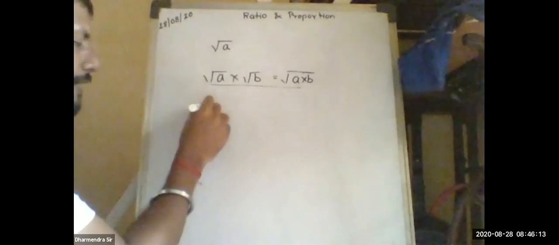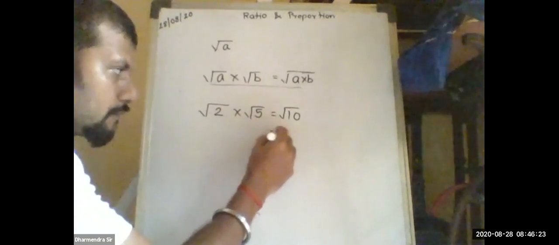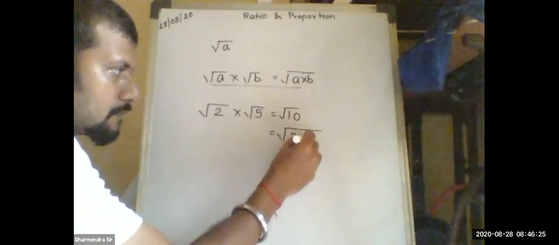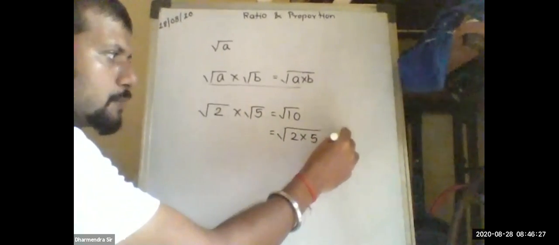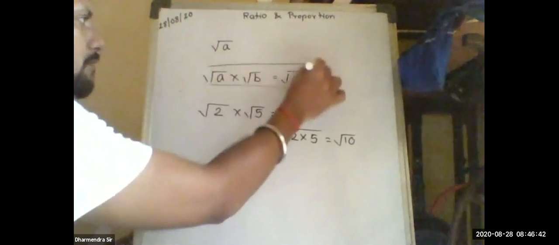So this property is very important. If I am having root 2 into root 5, its answer will be root 10. Why? Because root of 2 into 5, and 2 into 5 is 10. So this is the answer. This is regarding surds. Similarly, we can solve the problems which are given in the textbook. This is a very important property. You should note it down. We'll be using it again and again.